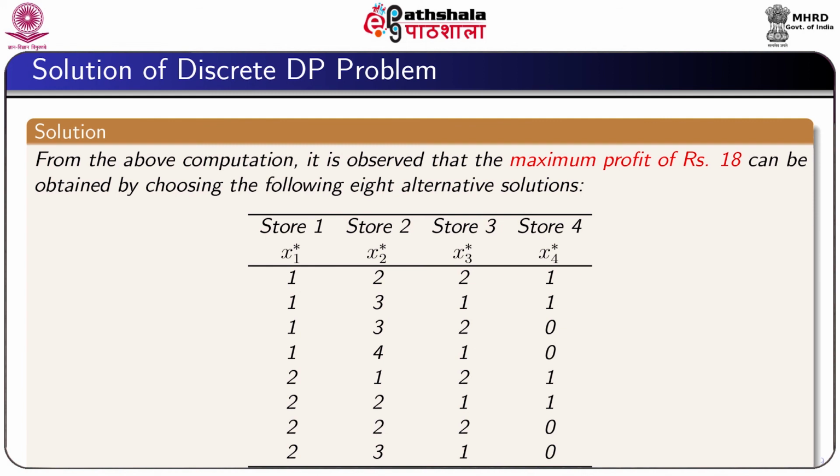So, from the above computation, it is observed that the maximum profit is rupees 18, and that can be obtained by choosing the following 8 alternative solutions. You see that x1 can take values 1 and 2, as I already mentioned from the last table, and depending on these values we find the values of x2, x3 and x4 going backward and following the results of the table shown already.